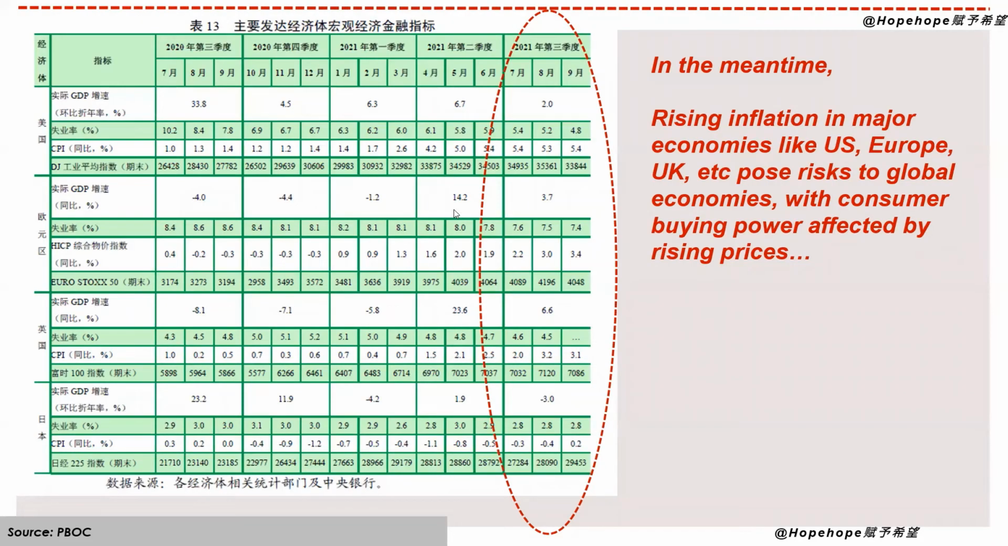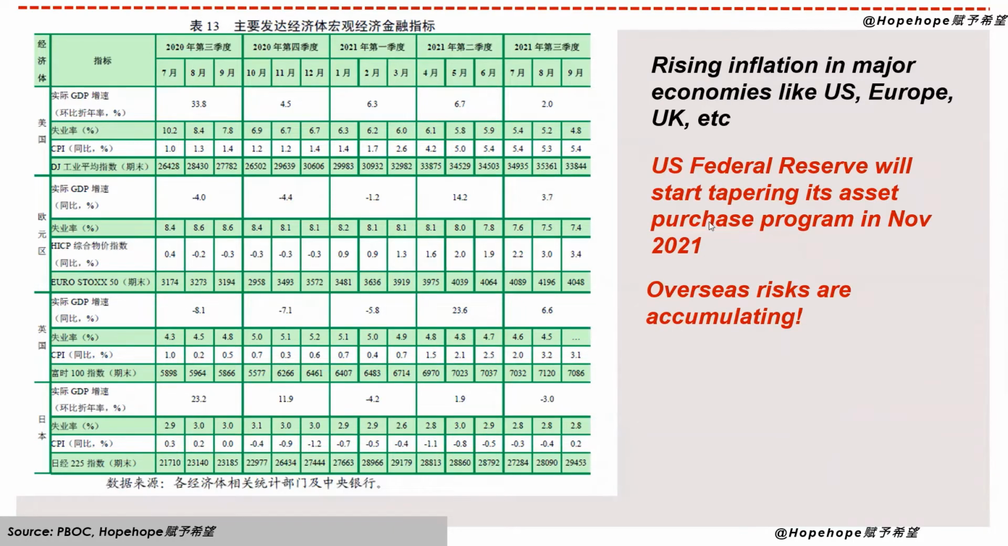Here on the left is the PBOC report of various major economies' inflation data. We note that rising inflation in major economies like US, Europe, UK, etc. pose risks to global economies, with consumer buying power affected by rising prices. The US Federal Reserve will start tapering its asset purchase program in November 2021. Overseas risks are definitely accumulating.